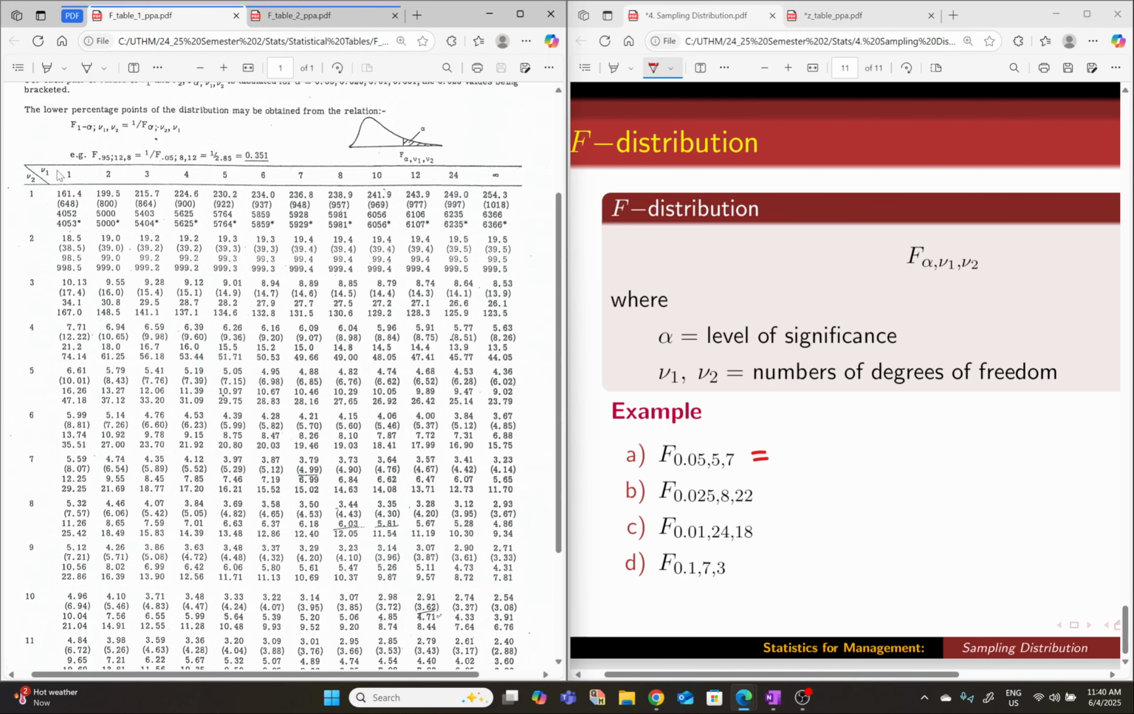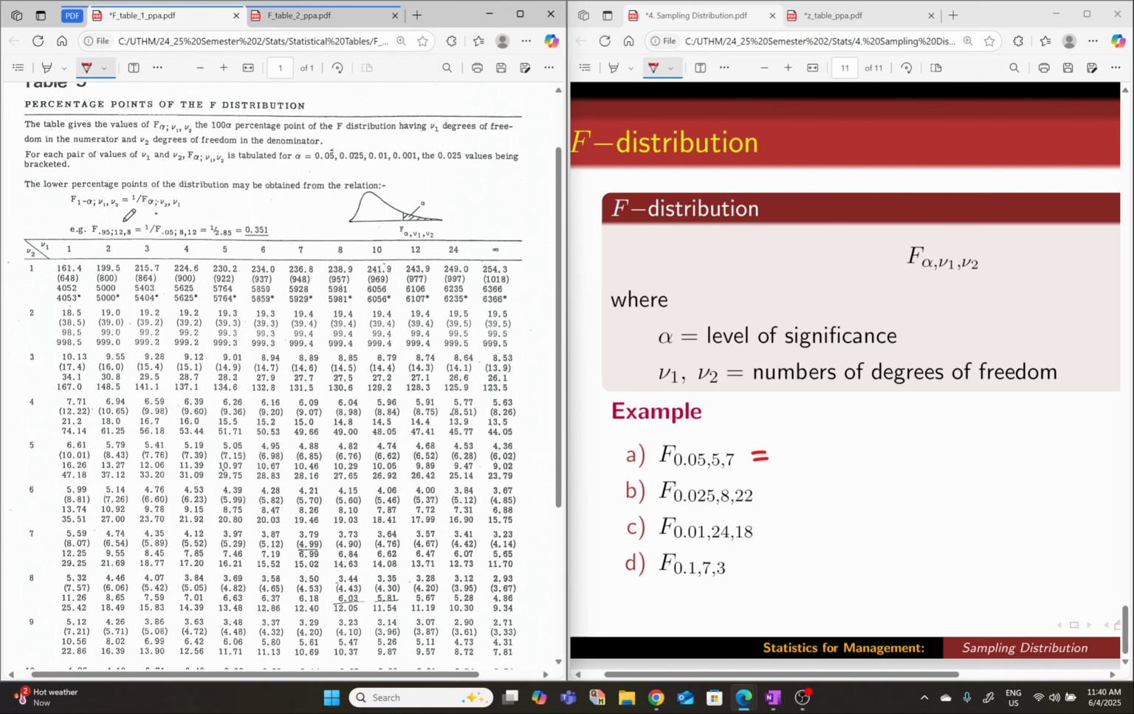The V1, the number of degrees of freedom for the first number, is here, horizontal. The second number is in a column, vertical. And where is the level of significance? You can see here, for each pair of degrees of freedom, you have 4 numbers. Remember, 4 numbers: first row, second row, third row, fourth row. This one also has first row, second row, third row, fourth row.